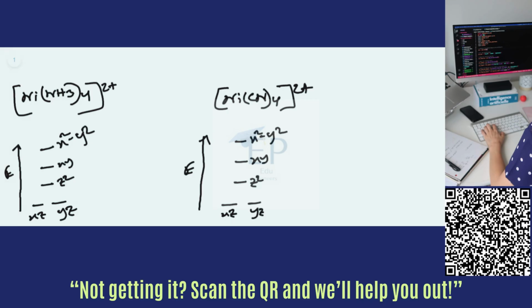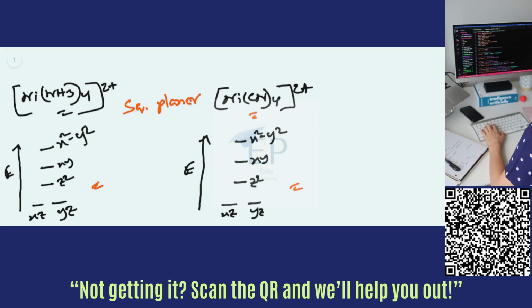So in this problem, we have two nickel complexes. One is a tetraamine nickel complex and another one is a tetracyanonickel complex. And both of them have a square planar structure. That's why their crystal field splitting will be like this and this.